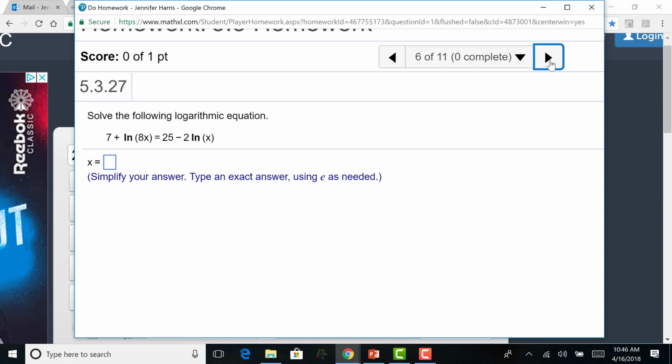Okay, you can even leave your E in there. That's so easy. It's asking you to even leave your E in there. So it just wants X. It'll end up being E to the something if the E can be kept in there.